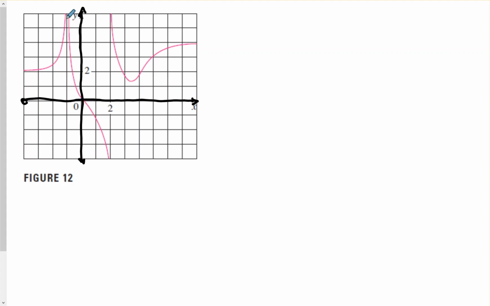Alright, so look here, as x approaches negative 1, so the limit as x approaches negative 1, it appears our function is going to infinity. It appears we got a vertical asymptote there.